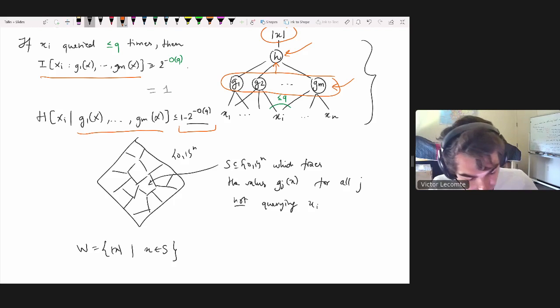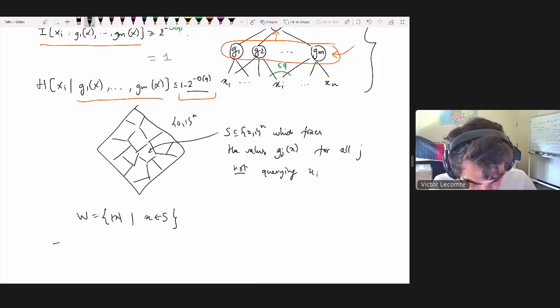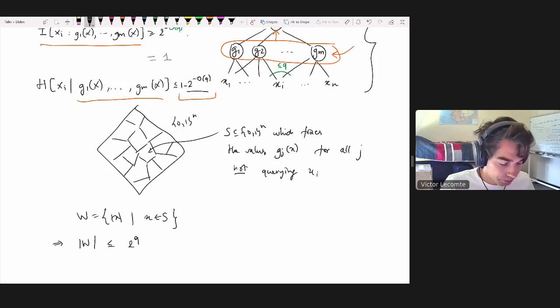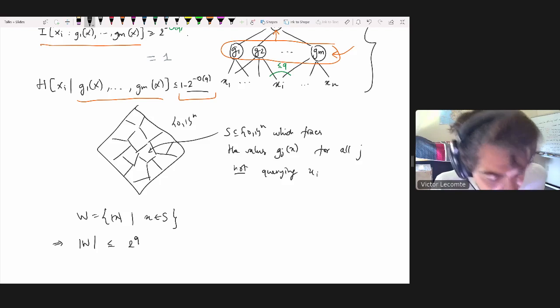So all this to say that the size of W is at most 2 to the q. So we have fixed the subfunctions that do not query xi, and now looking at the possible values of the Hamming weight given this, we only have 2 to the q many of those. Okay, so that's the first step.